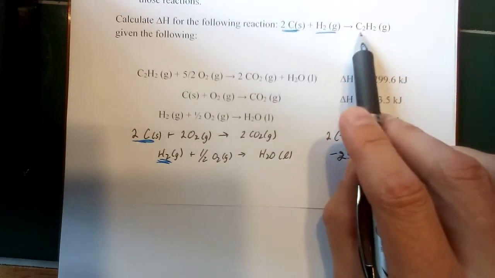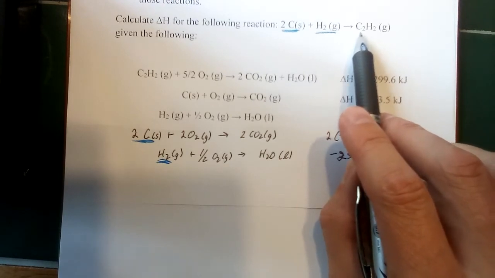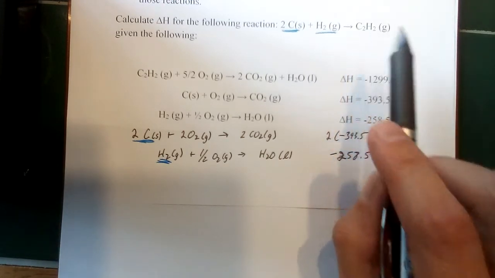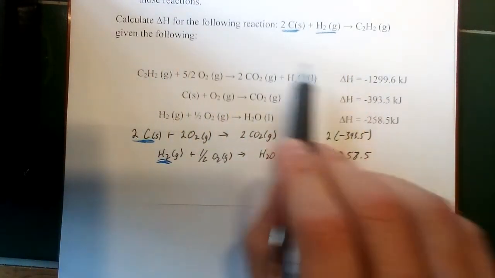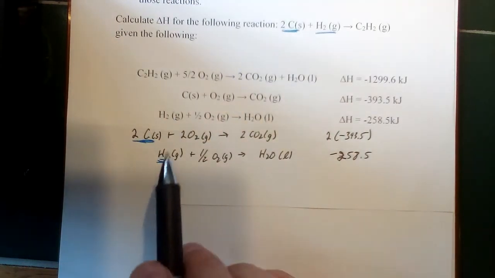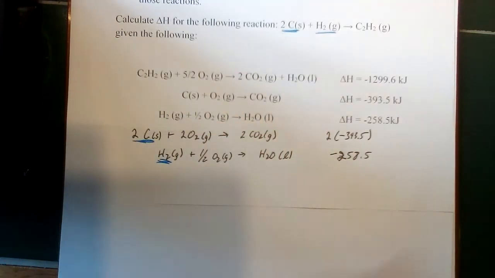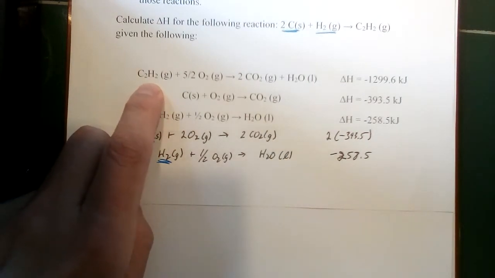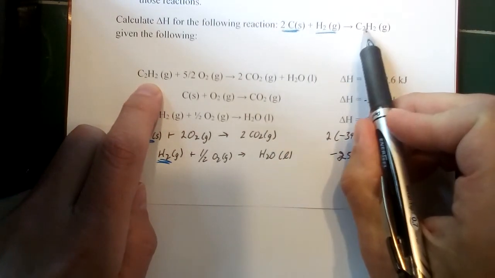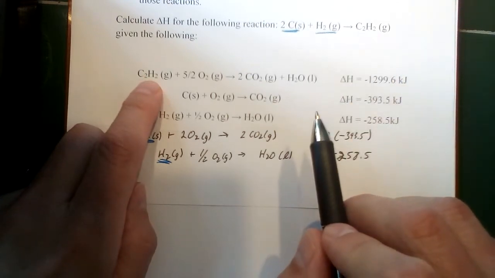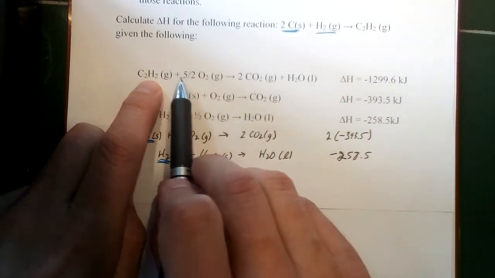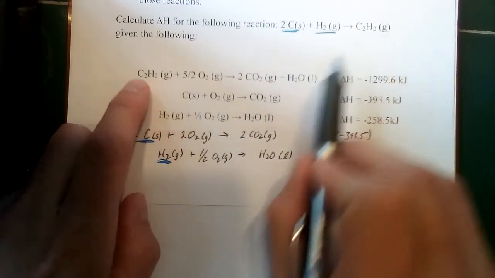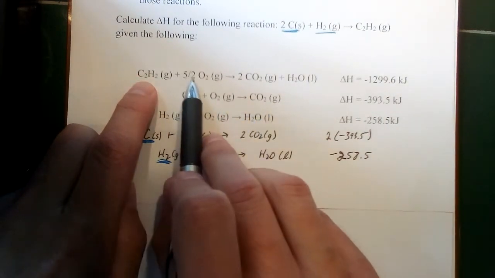Now the third thing in my target equation is the product here, which is acetylene, C2H2, and I want to find that here in the known reactions as well. And here it is. It is the reactant here in this reaction. Now the moles is right. It's 1 mole up here in my target. It's 1 mole here. That's fine. And the phase is fine as well. It's gas. But I need it to be a product, not a reactant.